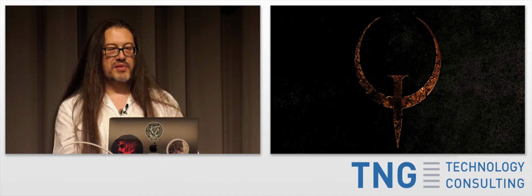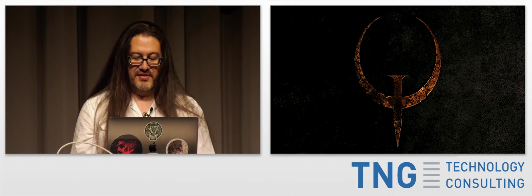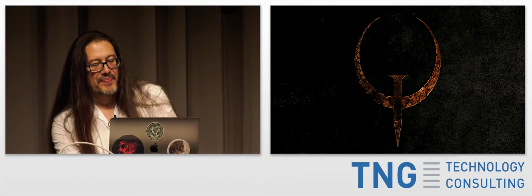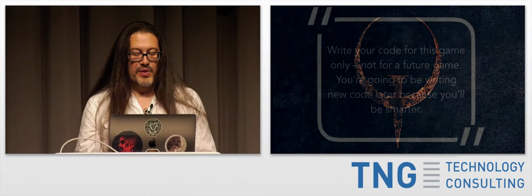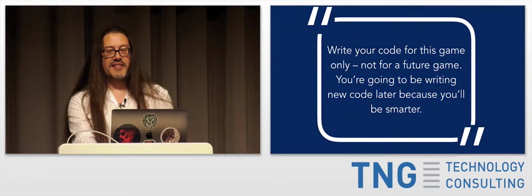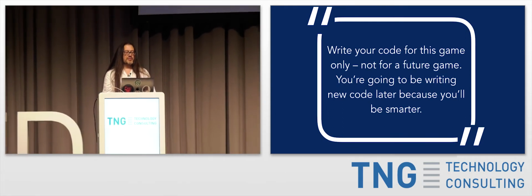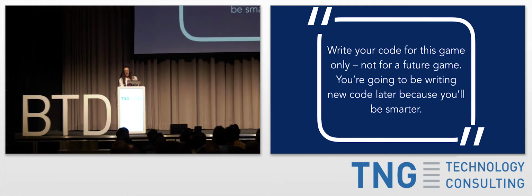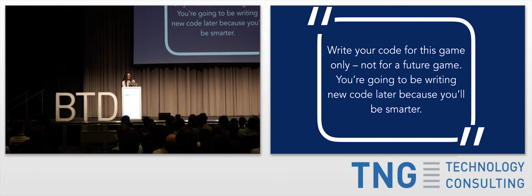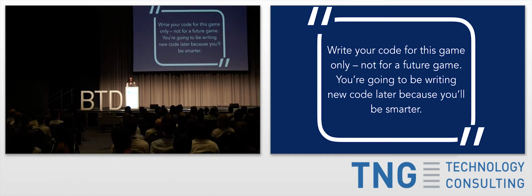Again, we started with a completely clean code base. No code from Doom was harmed in the creation of Quake. And that was another one of our principles of development. Write your code for this game only, not for a future game. You're going to be writing new code later because you're going to be smarter, and also you're not tying yourself down to the limitations of your past code. Get used to inventing new things constantly.